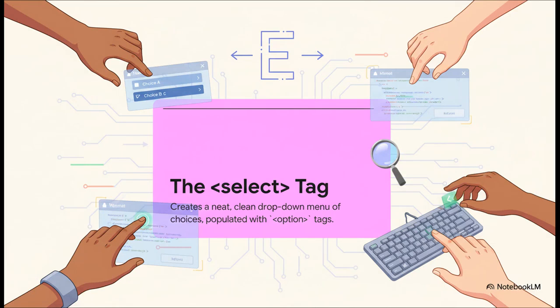But what happens when you have a ton of choices? Like maybe a list of every country in the world. You don't want a giant wall of radio buttons cluttering up your whole page. Instead, you use the select tag. It creates this nice, neat little drop-down menu that you populate with option tags. Super clean, saves a ton of space.